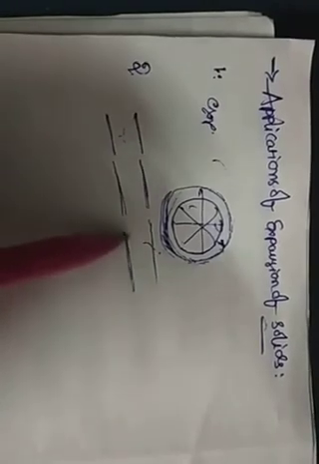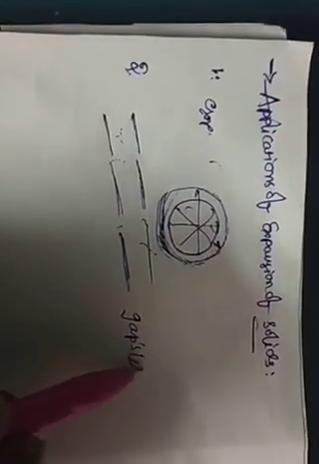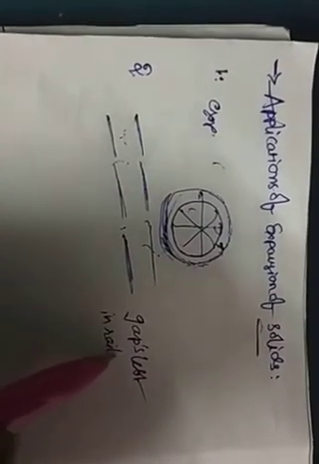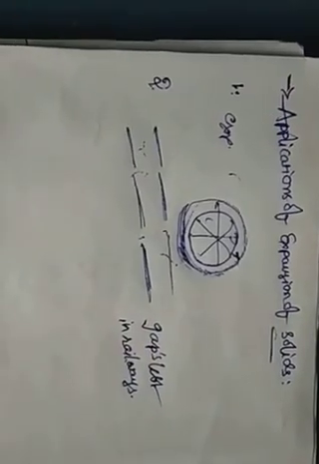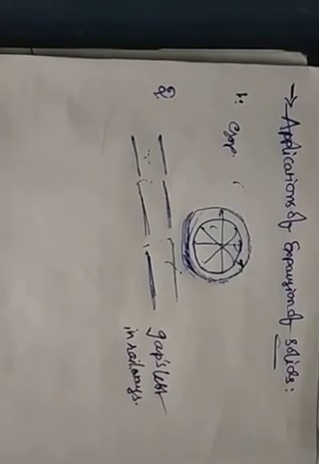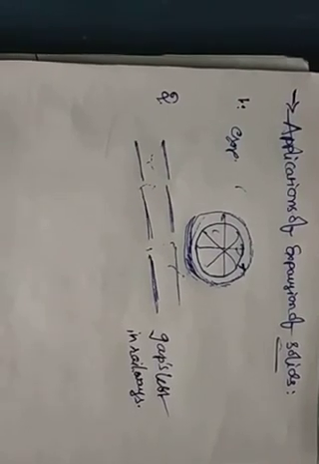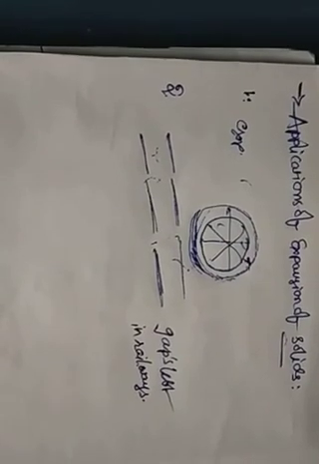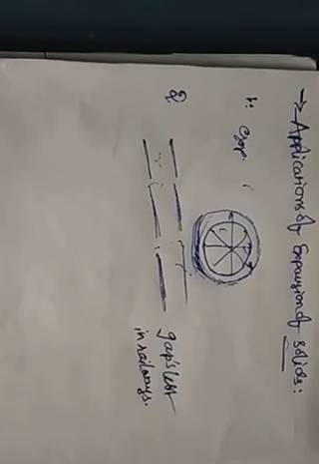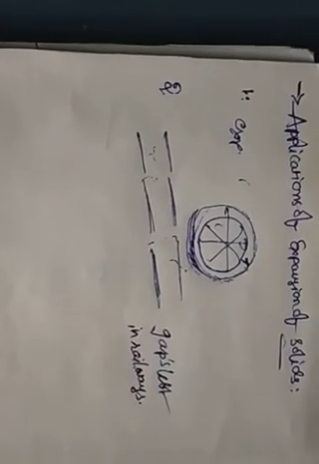Next, the second one. In railway tracks, if you observe, these are called rails. In between them, a small gap is left. Why are the gaps left in railway tracks? In the summer season the expansion of metal takes place, so a small gap exists between the two rails for the expansion in summer. That is the second one.